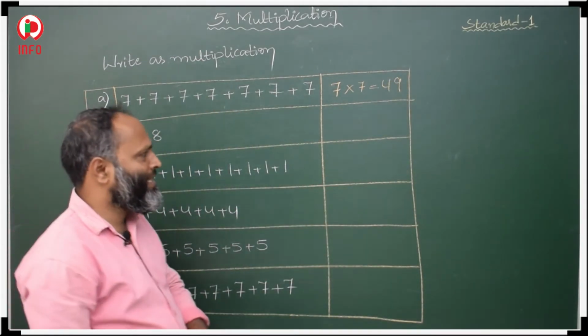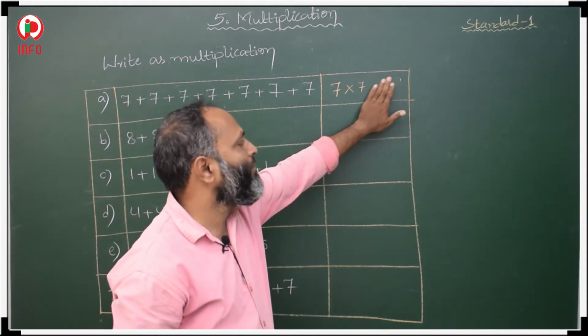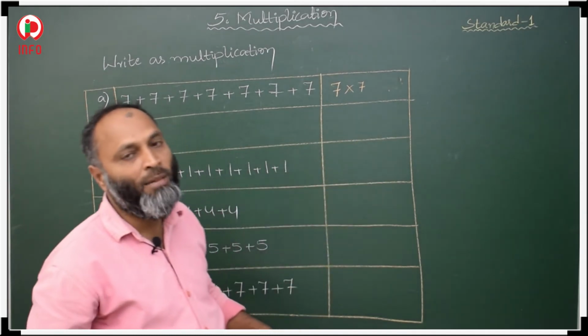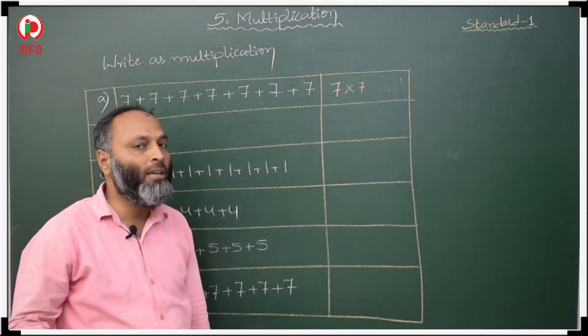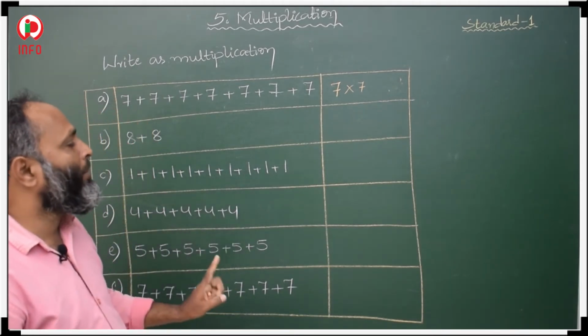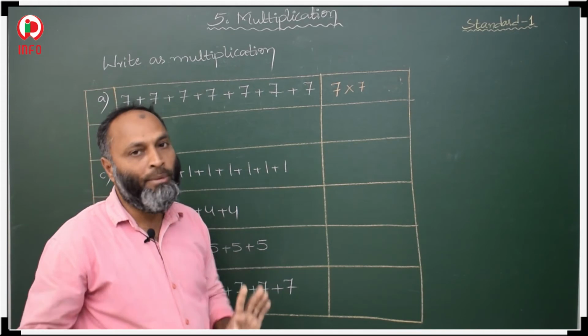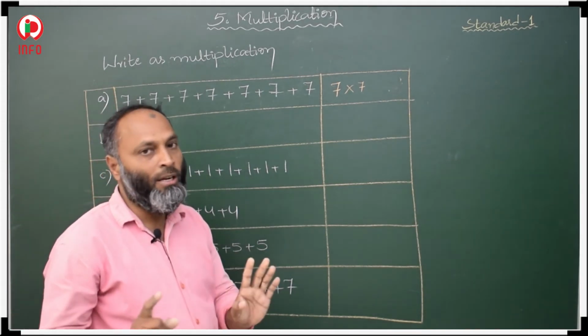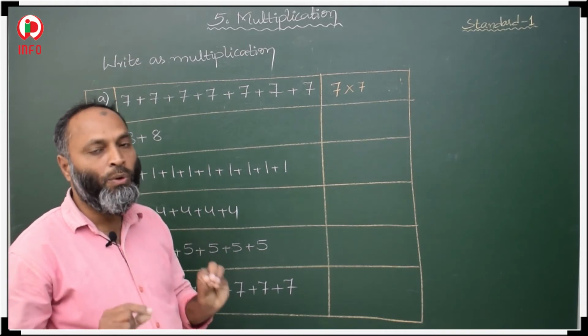Otherwise, 7 sevens, just write the multiplication. No need to write your answer, because you don't know the 7 table, no? So learn the 7 table first by heart, and the 7, 8, 9, 10 tables all. Now I am just showing how to represent it as a multiplication. Only representation is enough. No need for the answer.